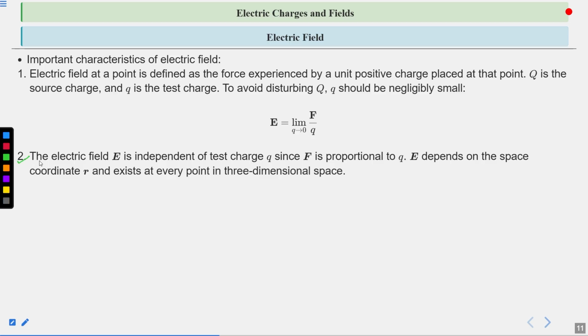Second characteristic is the electric field E is independent of test charge q, since F is proportional to q. E depends on the space coordinate, that is r, and exists at every point in three-dimensional space. Clear?